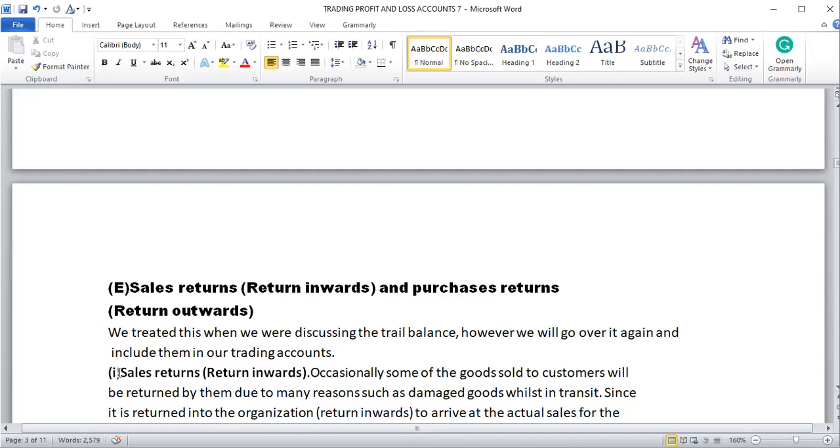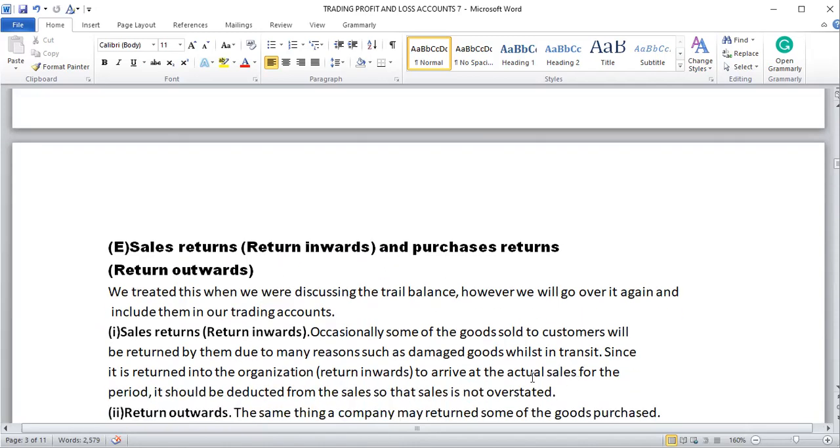Let us go. I, sales return. That is return inwards. Occasionally, some of the goods sold to customers will be returned by them for many reasons, such as damaged goods whilst in transit. Since it is returned into the organization, in accounting, we call it return inwards.